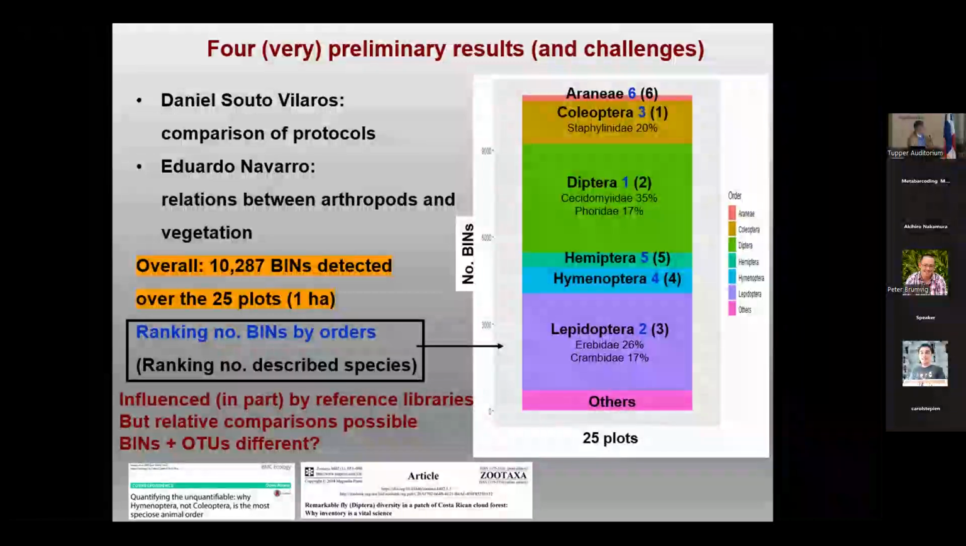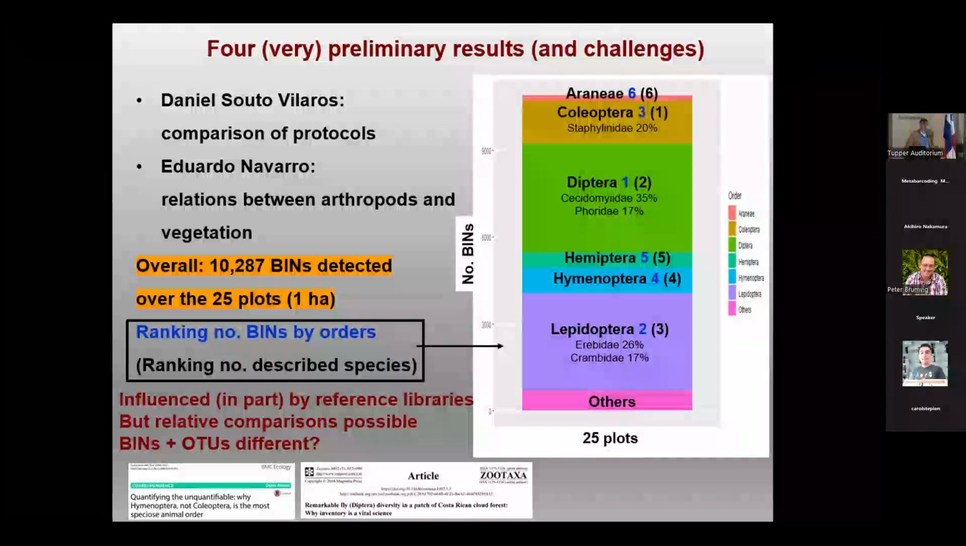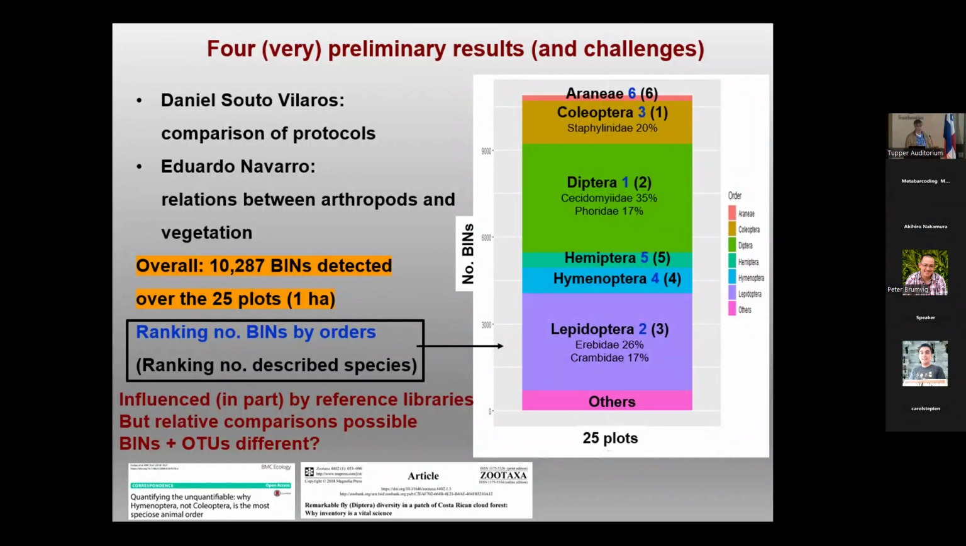So we might have a problem with the overall representation of the data, and that's something that needs to be considered. Jeremy DeWaard is going to talk later, I think this morning or this afternoon, about the reference libraries. But what you can argue is that you could still make a relative comparison with, for example, different locations. In this study, we're interested in comparing those 25 plots and seeing where the arthropods are. So that sort of relative comparison is still valid, because this is what we know, and this is the best that we know.